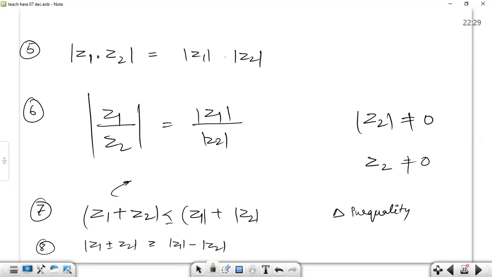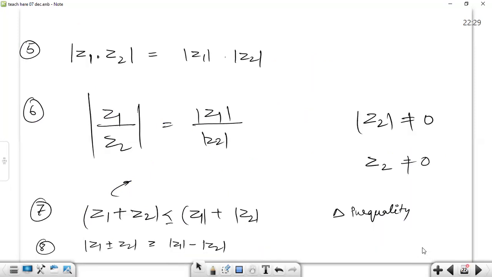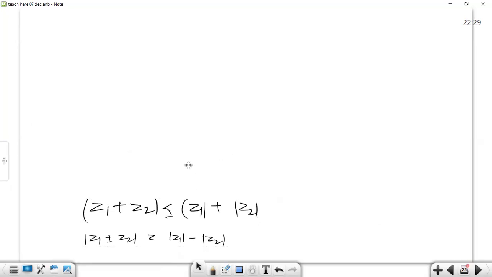Okay. Shall we take some example? Yes, sir. Danish, are you present? Anyone else? Rishi? Everyone is marking proxy.